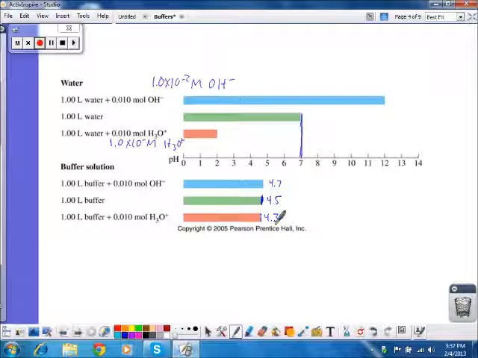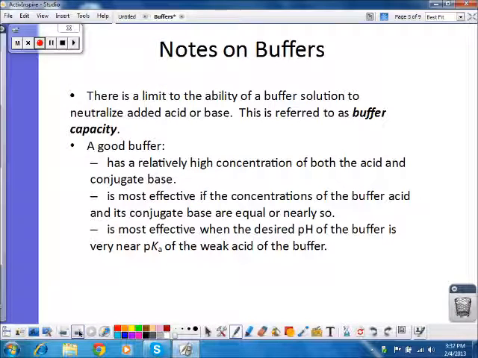So if we want to make a buffer solution, we follow these points here. So a good buffer, we want a relatively high concentration of both the acid and conjugate base. That way, it will be pretty robust and not break down as soon as a small amount is added. And it's most effective if the concentrations of the acid and base are about equal.